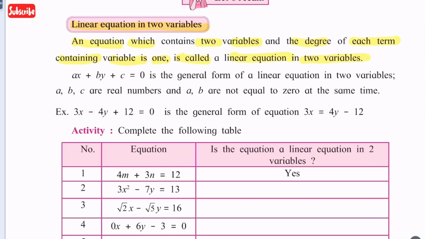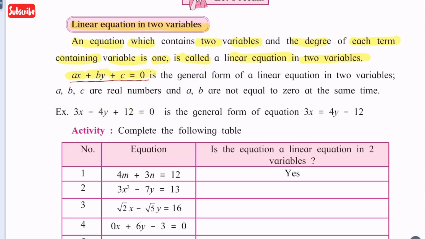Now let us see the linear equation in two variables. Its general form is given by ax plus by plus c equal to 0. For example, 3x minus 4y plus 12 equal to 0 is in the form ax plus by plus c equal to 0. Here a is 3, b is minus 4 and c is 12.